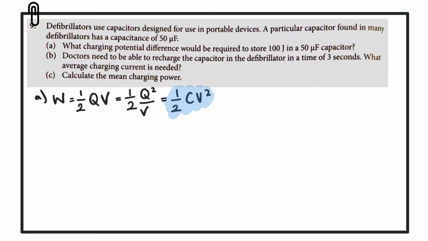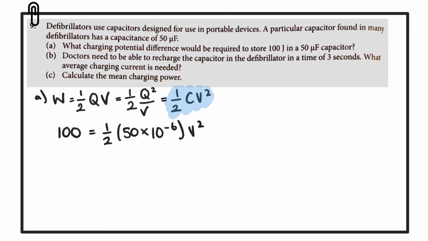So putting the values into the equation, we know that the amount of energy stored is 100 joules, so we're going to have 100 is equal to a half multiplied by the capacitance, which is 50 microfarads. So that's 50 times 10 to the minus 6. And then that's multiplied by V squared. So V is what we're trying to find here.